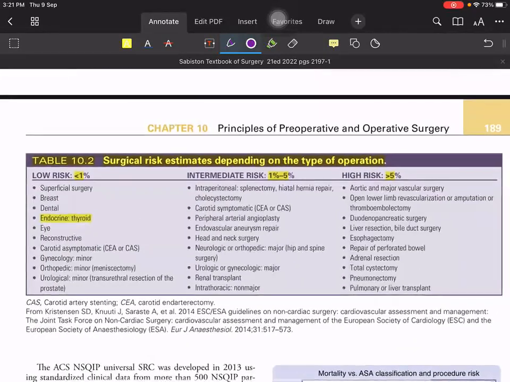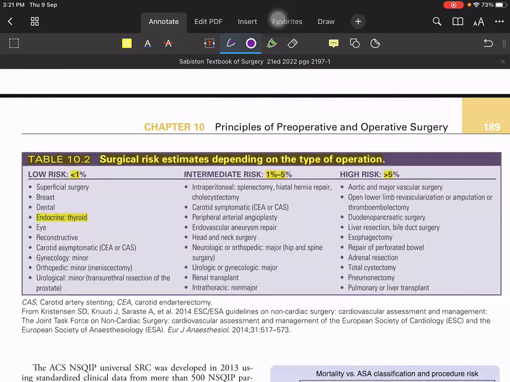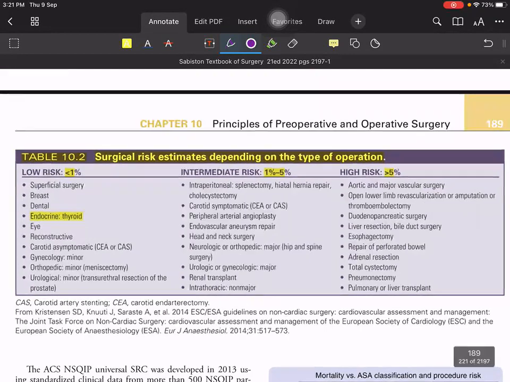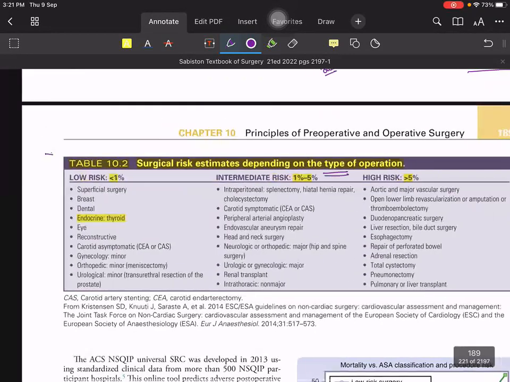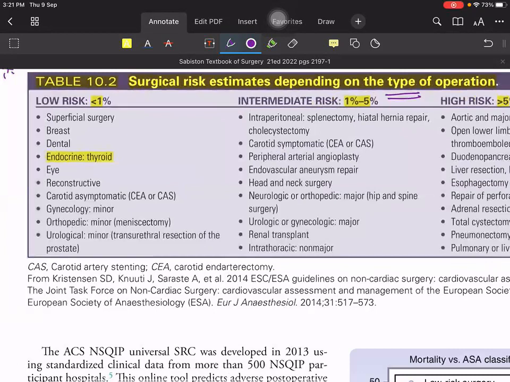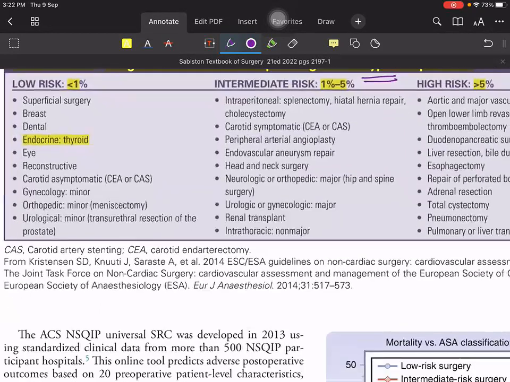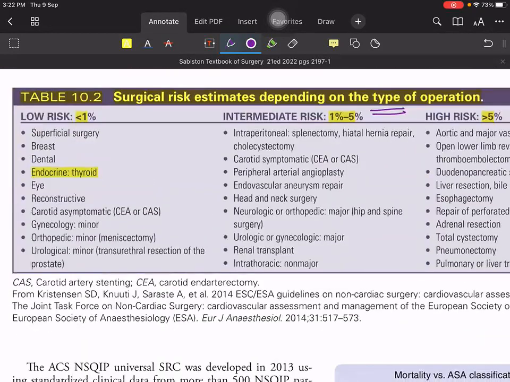Okay, before that, we already told low risk, intermediate risk, high risk. So how to define low risk, intermediate risk, and high risk based upon the type of operation? Very important table. See, low risk means risk of mortality is less than 1%, intermediate risk is 1 to 5%, and high risk is more than 5%. Here all minor surgeries will come, except thyroid, which is a big surgery, an endocrine surgery, but it still comes in the low risk. Remember it like that.